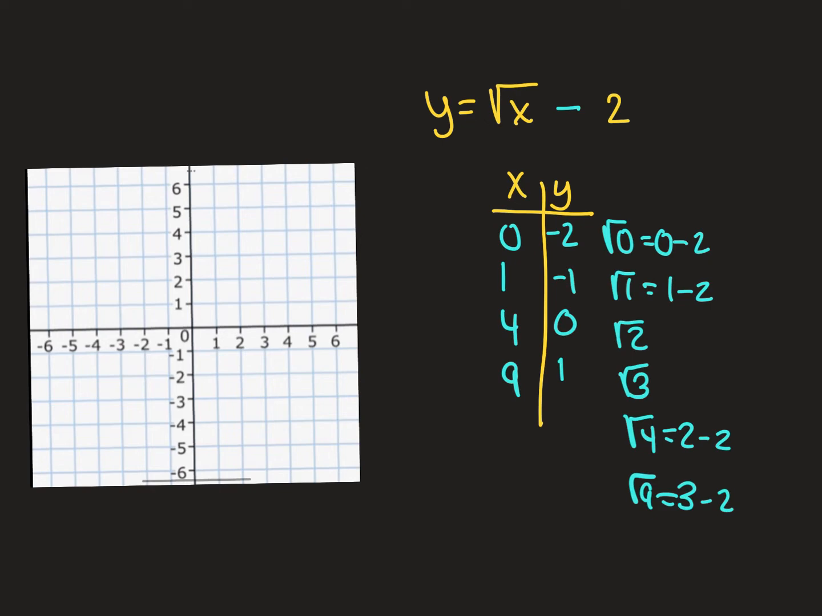Now we can go graph these. So 0, negative 2; 1, negative 1; 4, 0. And I don't have enough space, but that's okay. 9 is up here at 1. Connect. There's my picture.